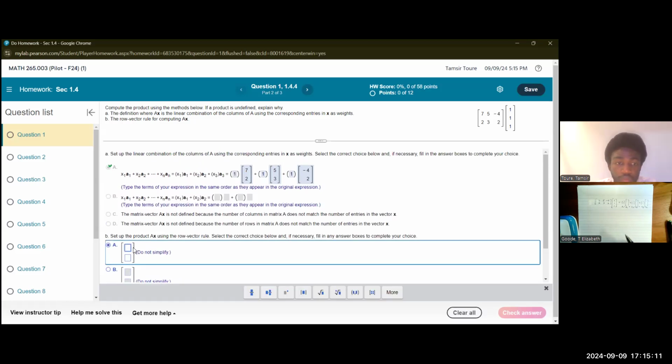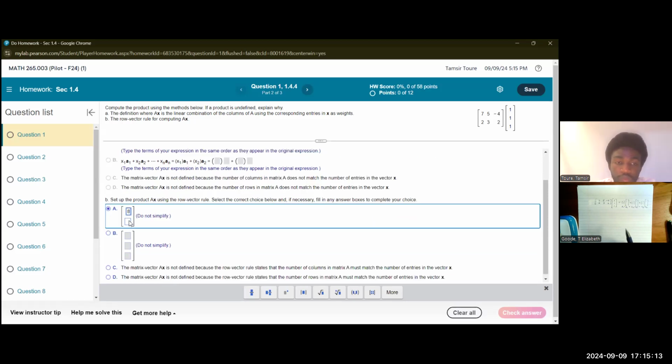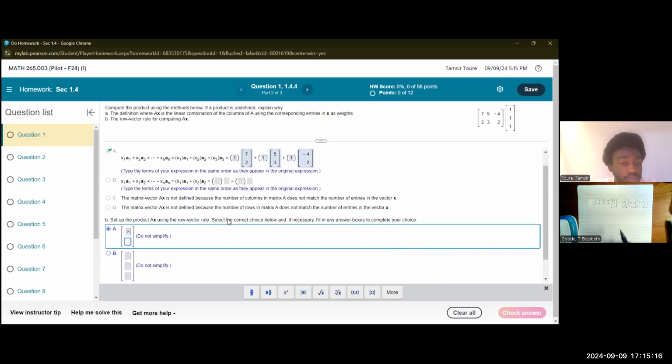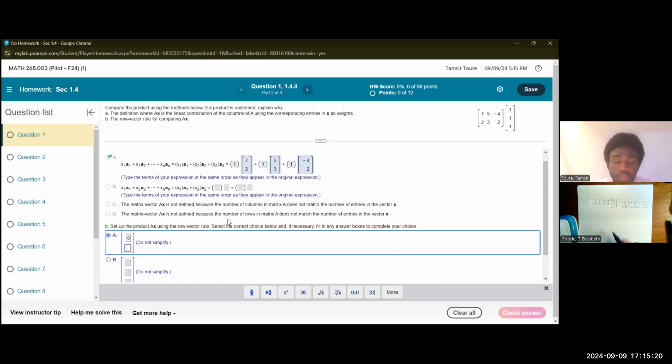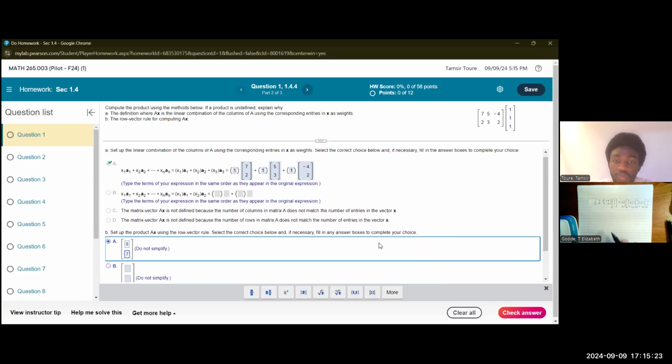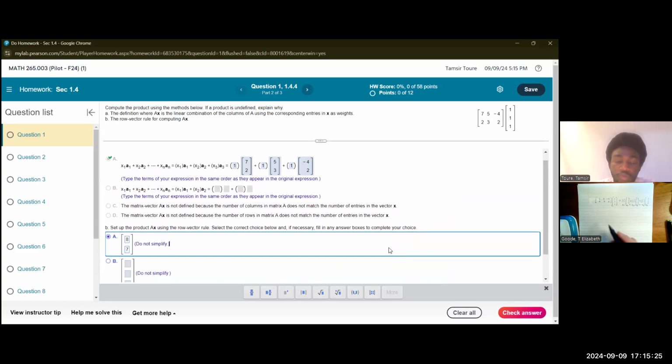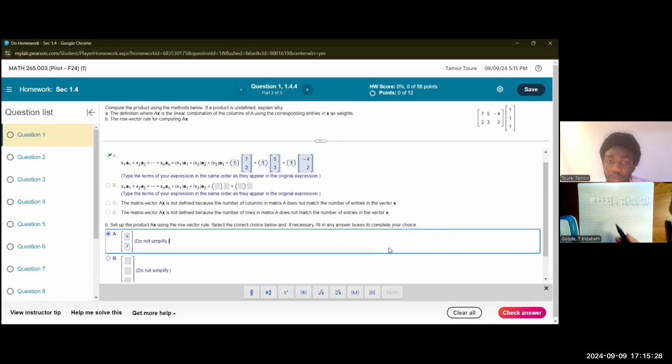Now, set up the product using the row vector rule. That's different, but you're right in that it's going to be a 2 by 1. Okay. So now you may need to refer to notes, or I can just remind you how that works. You want me to just remind you how that works? I think I remember. In this case, it's kind of hard, right? But it's like 7 times the first one plus 5 times the first one plus minus 4 times the first one. Oh, no, 7 times the first one plus 5 times the second one plus minus 4 times the third one.